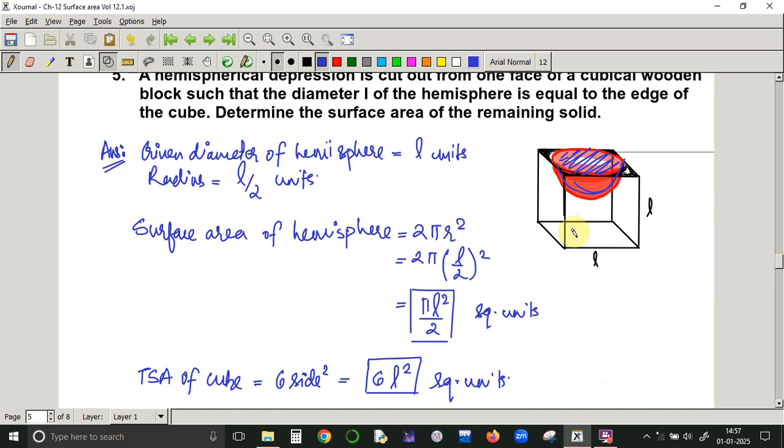What I have to do is find the total surface area of the cube, then from the top face, a circular area is missing. This is the flat surface which is missing, but there is a depression, like a bowl area, a curved surface present there. So we have to add the curved surface area of the hemisphere, but the circular lid is absent. I hope this is clear.